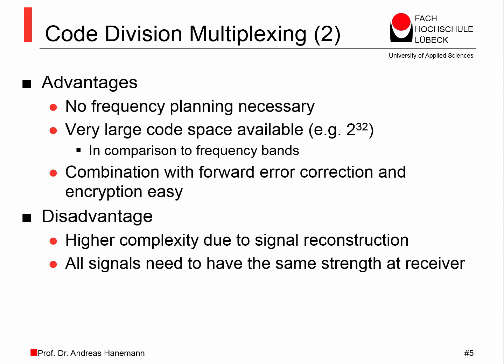Code division multiplexing requires no frequency planning and can assign many different codes. These codes allow for easy combination with forward error correction and encryption. However, it is quite complex and requires that signal strengths are often adapted. Otherwise, stronger signals would make it impossible to reliably receive weaker signals.